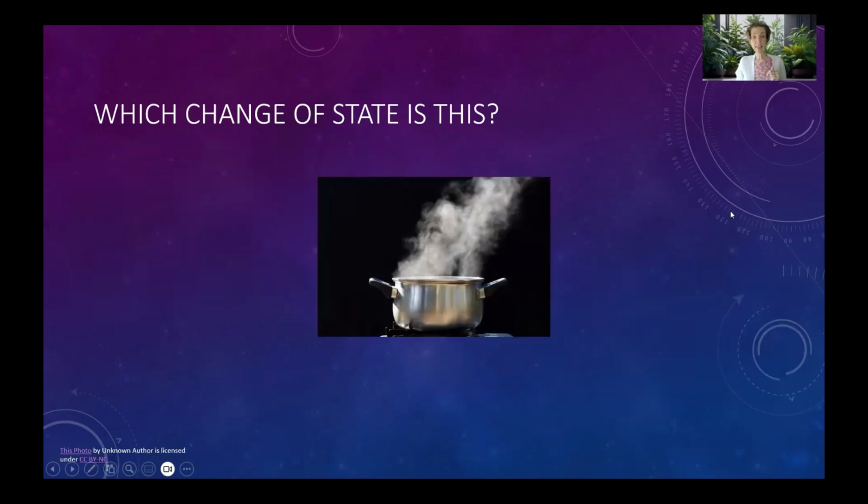What change of state is this? So this is vaporization, all right? The definition of vaporization is the change of a liquid to a gas through boiling, okay? So what happens to the energy here? It goes up, right? The particles of liquid gain energy through heat to overcome the forces between them and create a gas, okay?